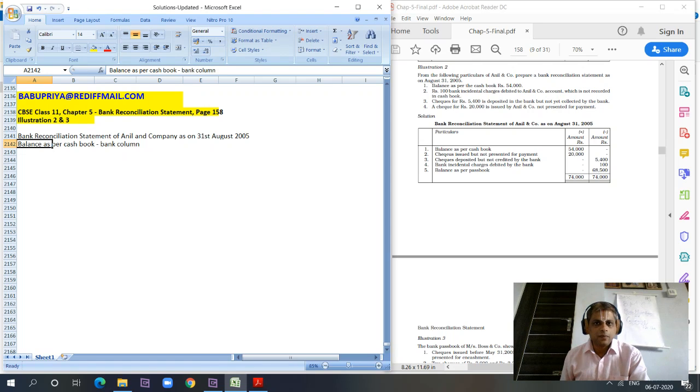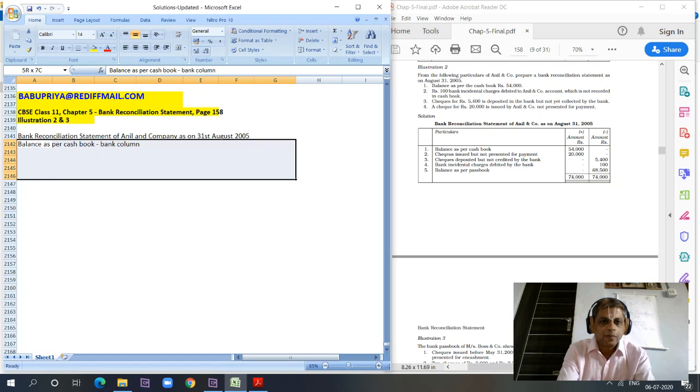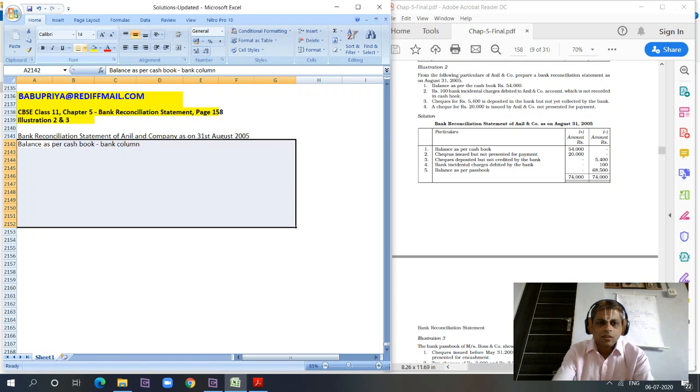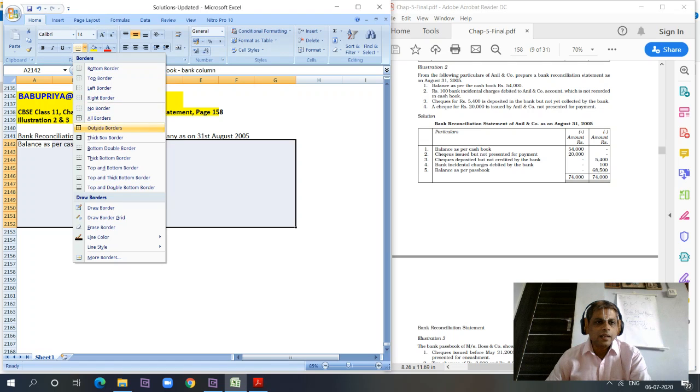Because we are not reconciling the cash balance with passbook balance, we are reconciling the bank column in cash book, right? That's about the two column cash book. One deals with cash, the other one deals with bank. So we're dealing with the bank column of cash book. So you have to write balance as per cash book, bank column. Just making a format so that it is easy to follow and understand.